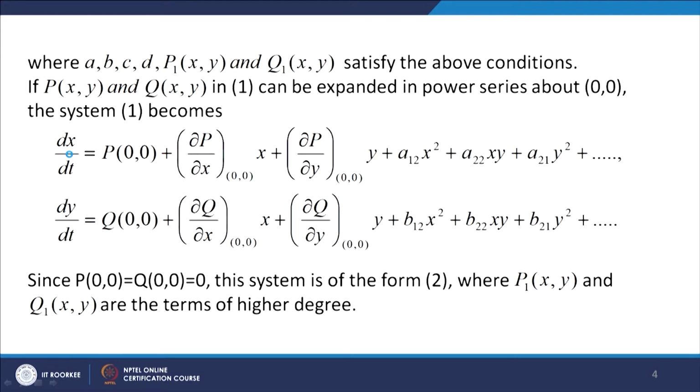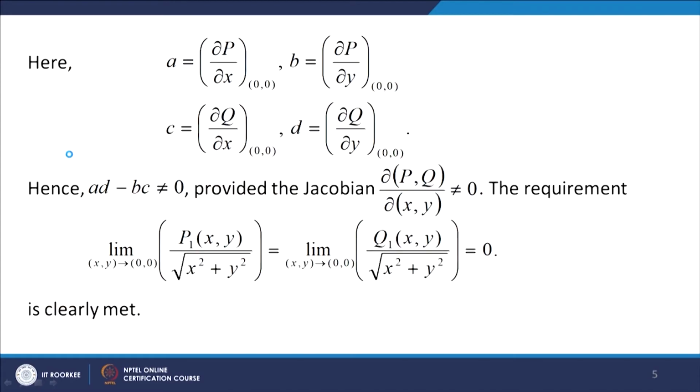Now, we can see that if we divide P1(x,y) by the square root of x squared plus y squared and Q1(x,y) by the square root of x squared plus y squared, then as (x,y) goes to (0,0) they go to 0. So, here a, b, c, d are these, and ad minus bc is therefore not 0, provided this Jacobian is not 0. We know that the Jacobian of (P,Q) with respect to (x,y) is defined like this.